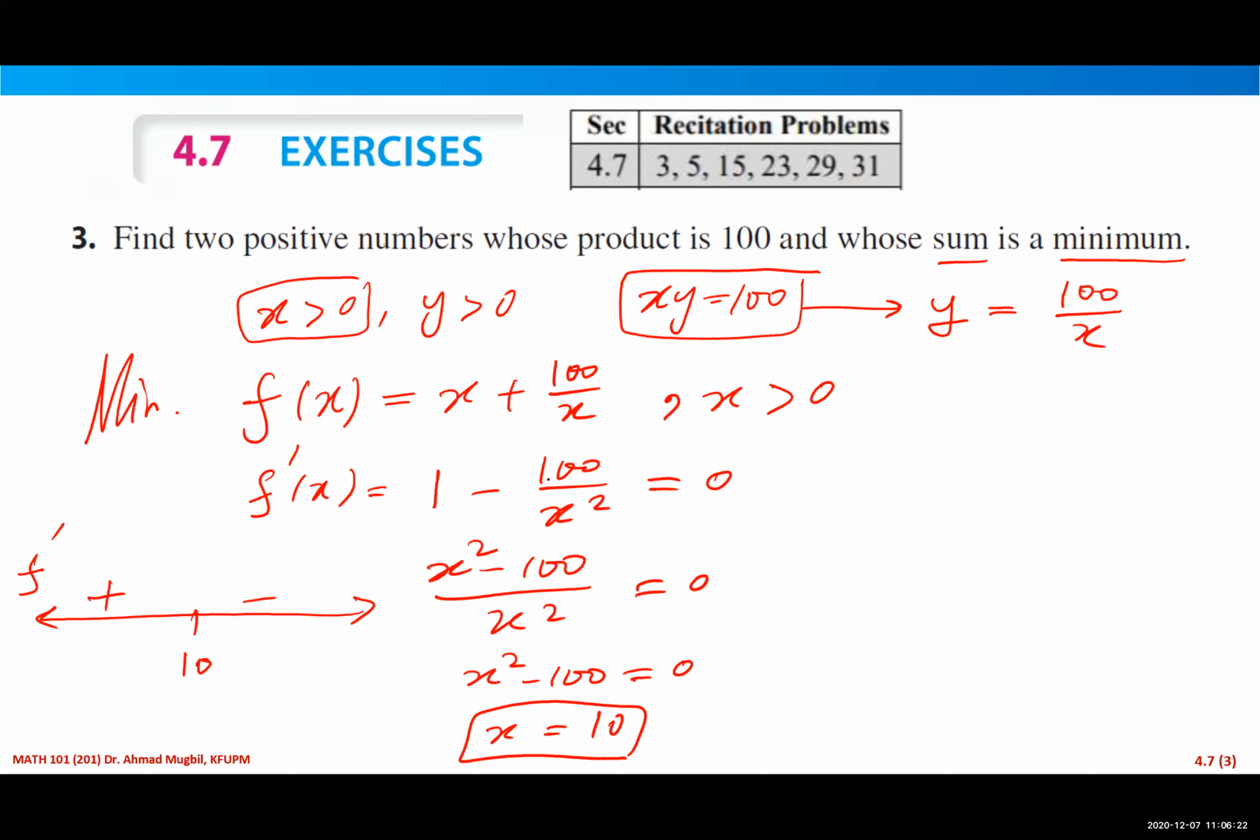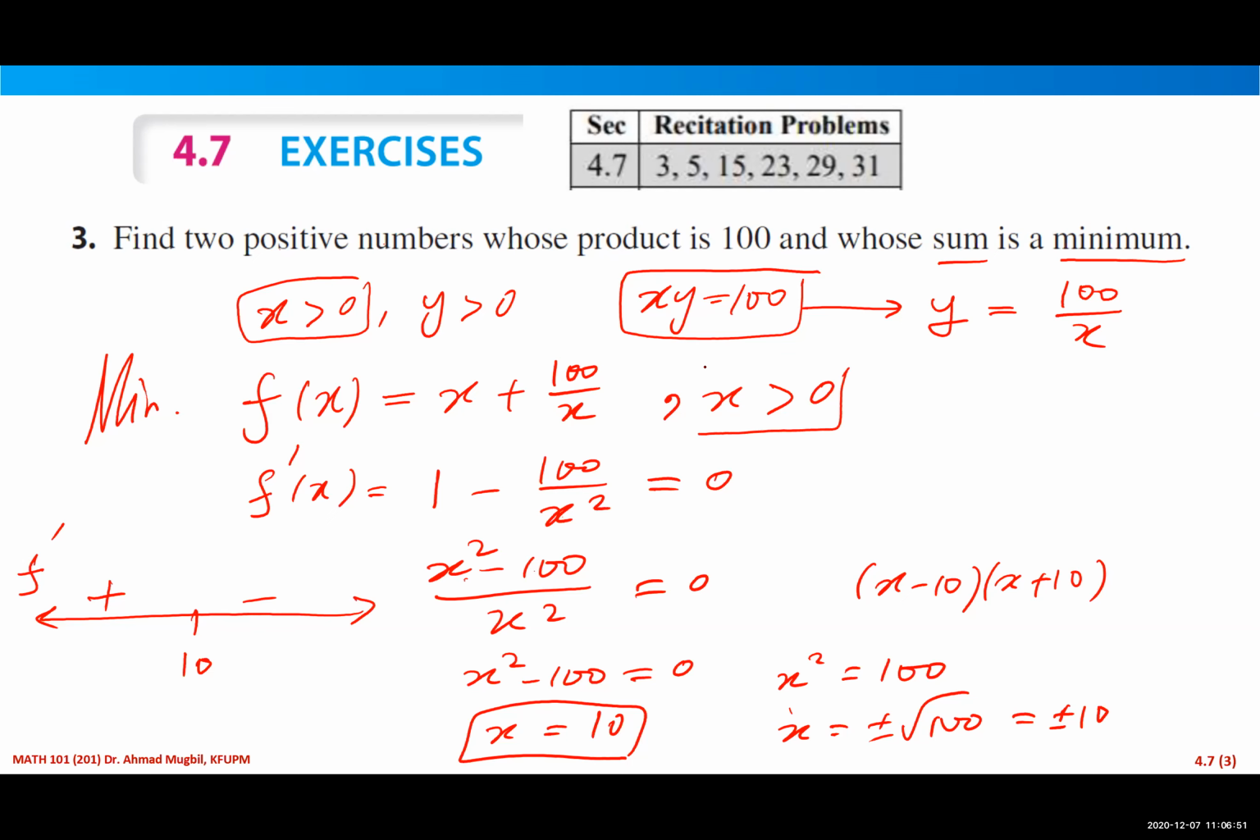Look at the derivative. This is the derivative. Here it is. If you make, of course, just x minus 10 times x plus 10, like the difference of two squares, it will be clear for you. Here, of course, we reject the negative one. Why do we reject the negative one? We reject the negative because x here is positive. But by the way, negative 10 also works here. It works. Do you notice that?